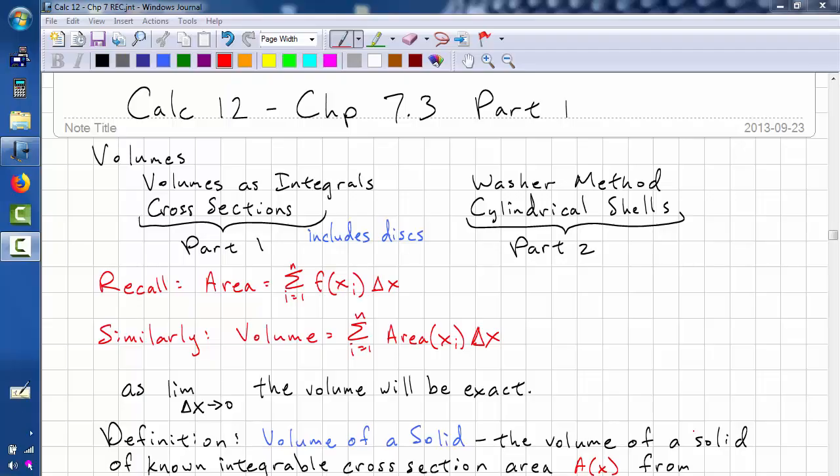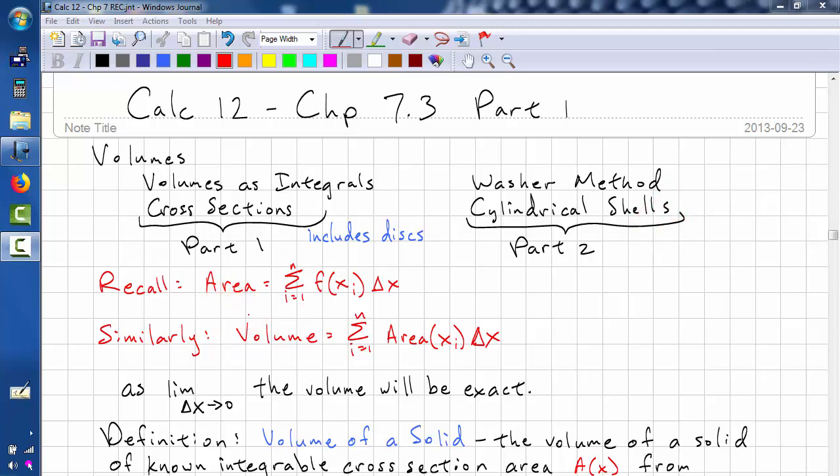Hi, this is Calculus 12, Chapter 7.3, Part 1. In Part 1, we're going to be looking at volumes as integrals and cross-sections, and this includes disks. In Part 2, we'll be looking at the washer method and cylindrical shells.